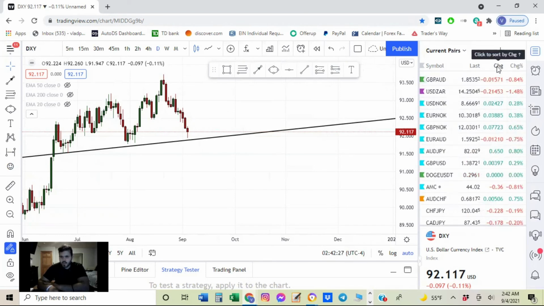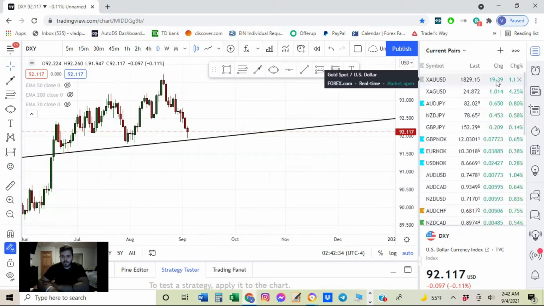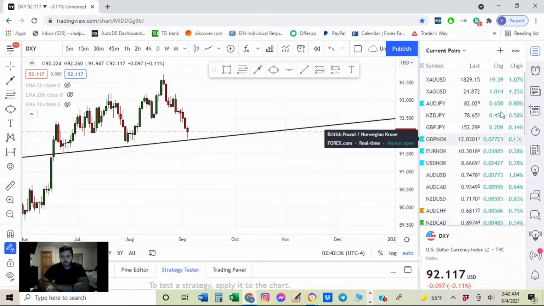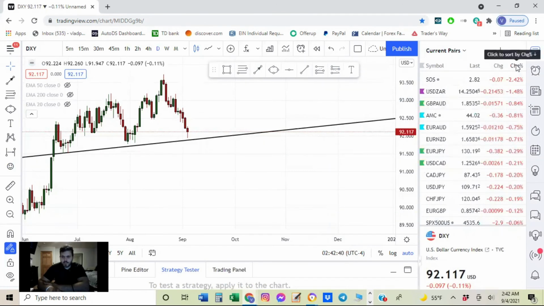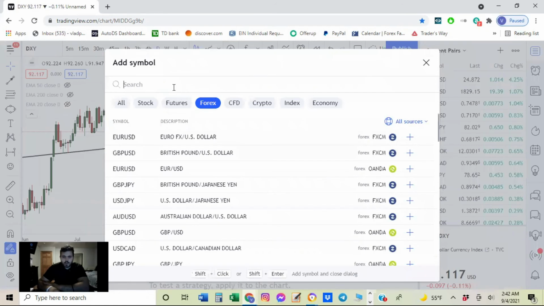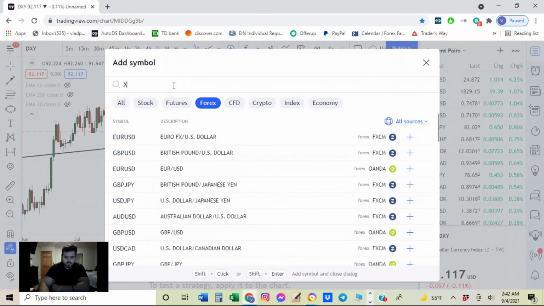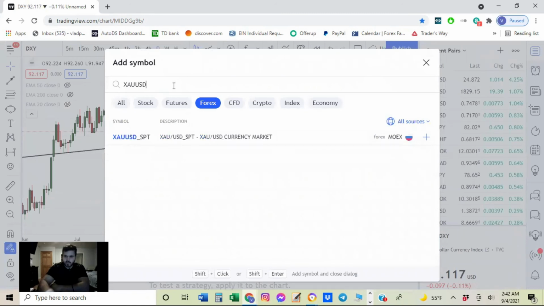You could do right here change, basically highest change from the negative, and then highest change from positive. But this is not percent. This really doesn't matter, I'm just going over it with you guys. The same thing here, this is the percent though. Highest negative, highest positive. So we have that. If you want to add a pair, you just type Euro USD, or let's say, gold.